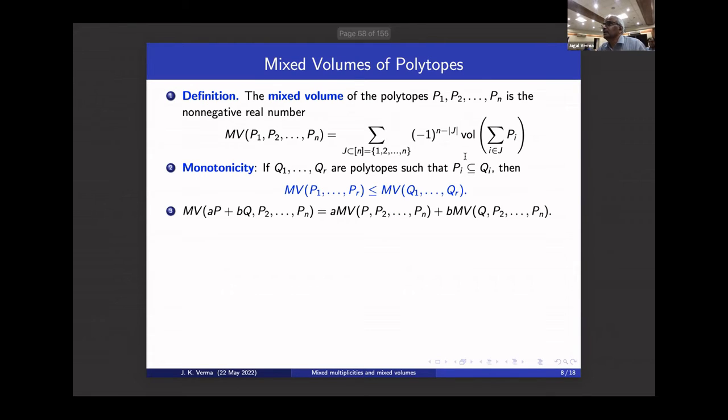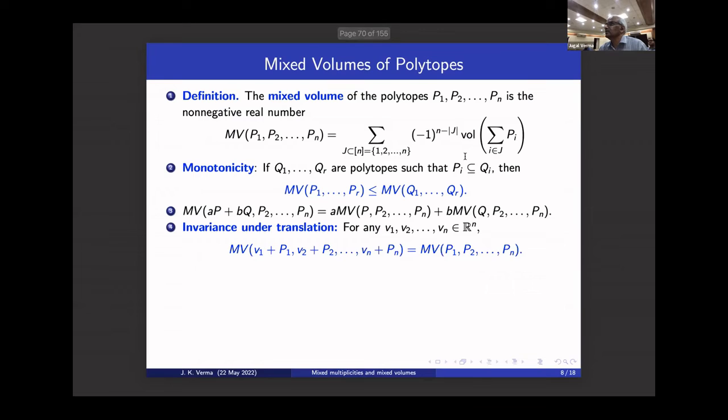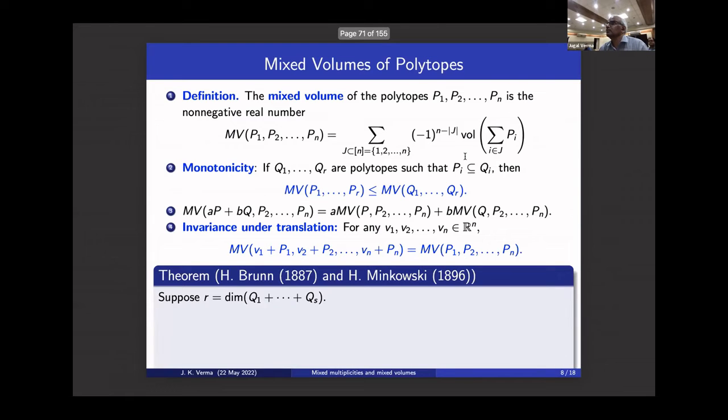Okay, then mixed volume is multilinear, just like determinants. Volume for special classes of polytopes is multilinear. It is given by some determinants, and determinants are multilinear. The same property is true for mixed volume also. It is a multilinear function. It is invariant under translation because volume is invariant under translation. So each polytope can be translated by some fixed vector, and it will not affect the mixed volume.